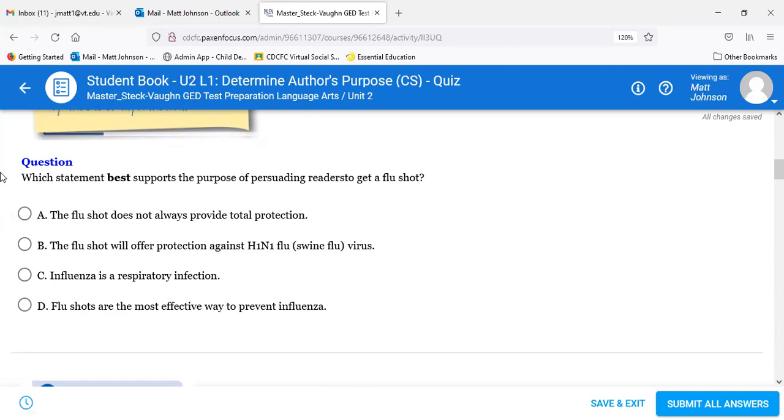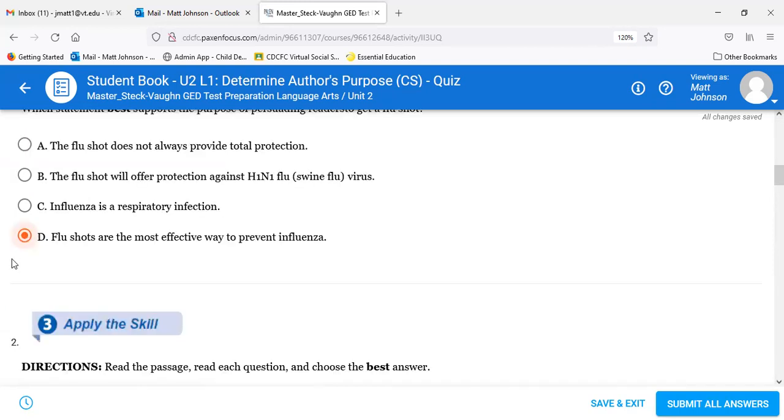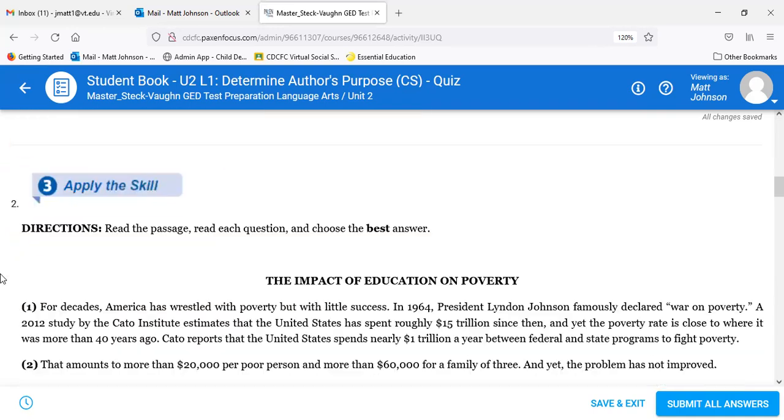B. The flu shot will offer protection against the H1N1 flu, swine flu virus. C. Influenza is a respiratory infection. D. Flu shots are the most effective way to prevent influenza. D, right? Which statement best supports the purpose of persuading readers to get a flu shot? D. Flu shots are the most effective way to prevent it. So 1 is D as in dog.